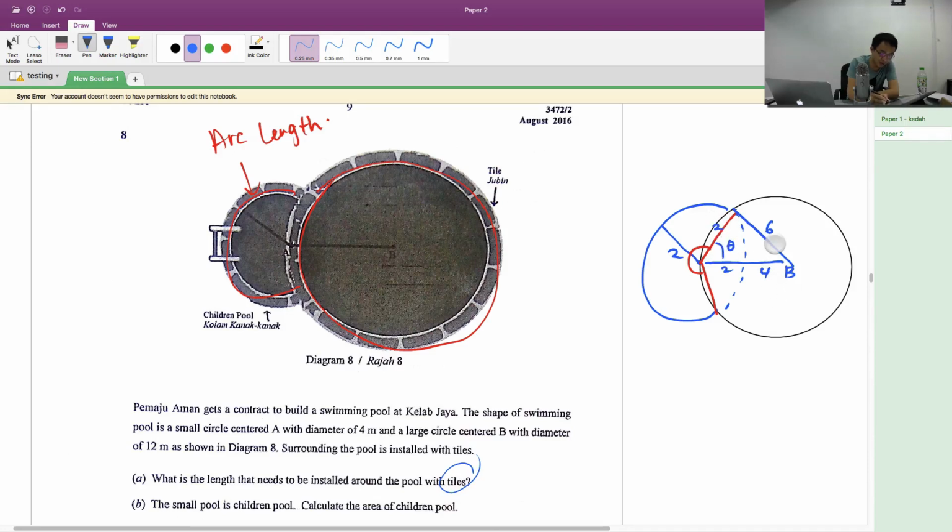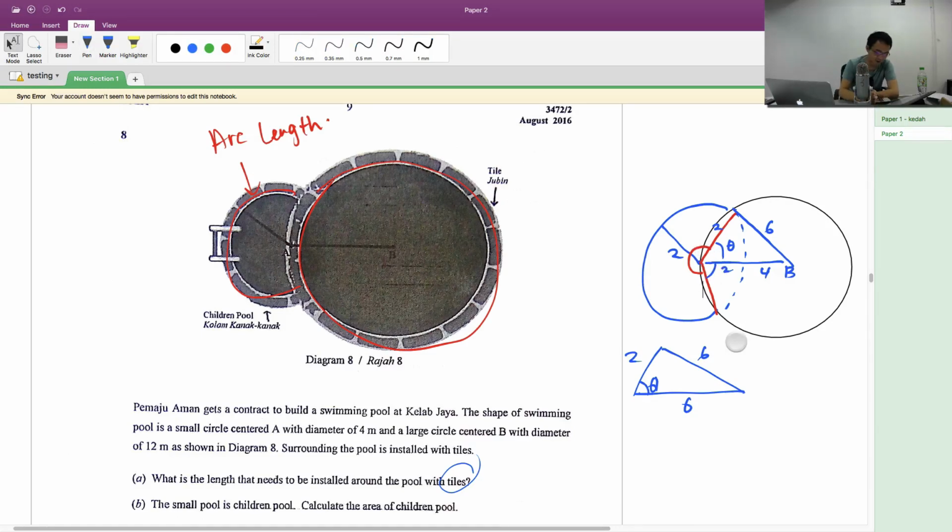I know this length is 2. So I will draw out a triangle. This 2 is the same length. So this is 6, this is 6, and this is 2. I want to find this angle. We can use the cosine rule to find this angle, and then multiply by 2. Then I can get the red color one.